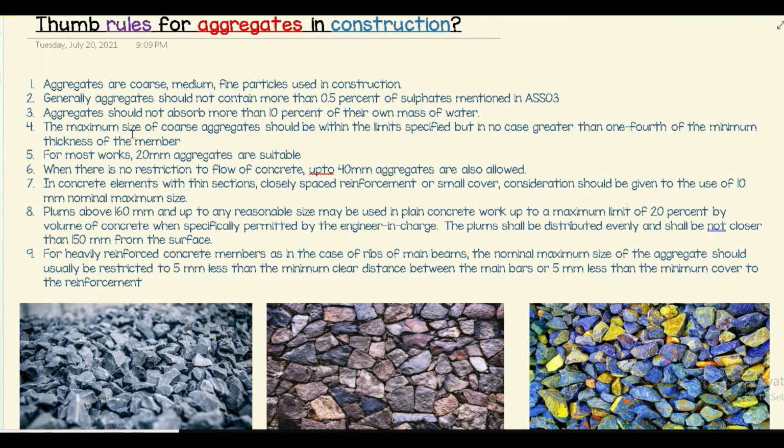All of this data is from IS 456. So as a general guide, when there are closely spaced reinforcements and a small cover and we have very thin sections, 10 mm aggregates would be suitable for such situations.